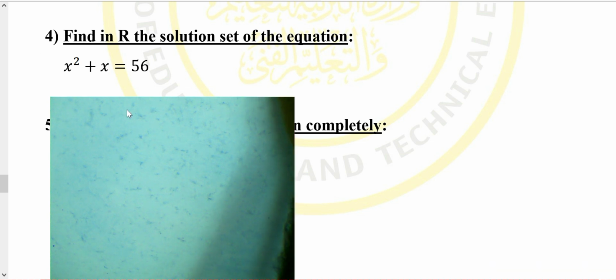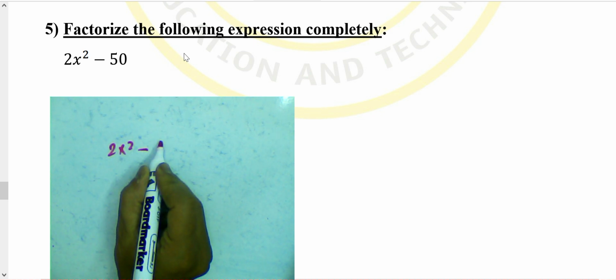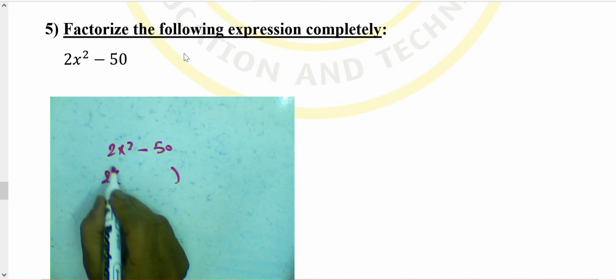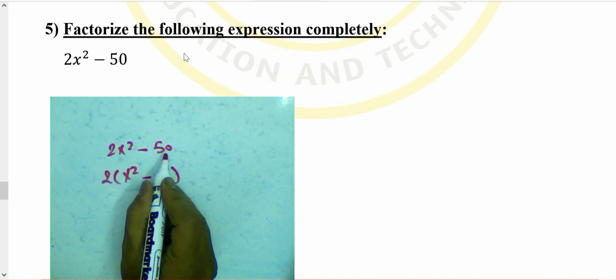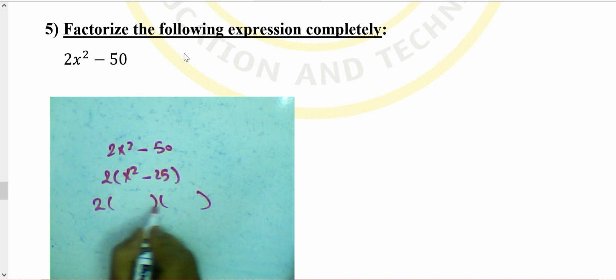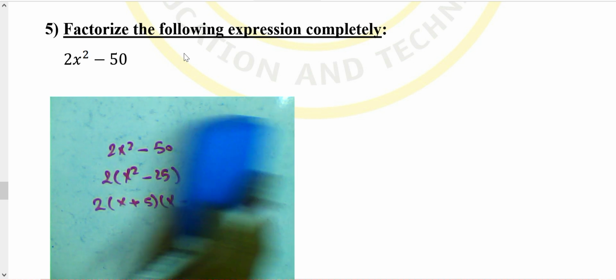Next question. Factorize the following. We have 2x power 2 minus 50. We can write 2 as a common factor between the two terms. 2x power 2 divided by 2 equals x power 2. 50 divided by 2 equals 25. And then write 2 and then factorize this. x power 2 equals x times x. 5 times 5 is 25. Write negative and positive.